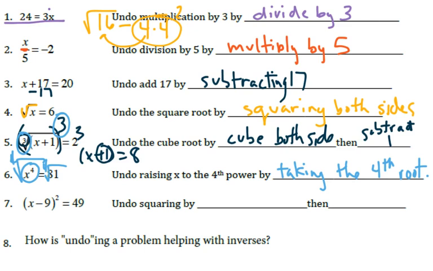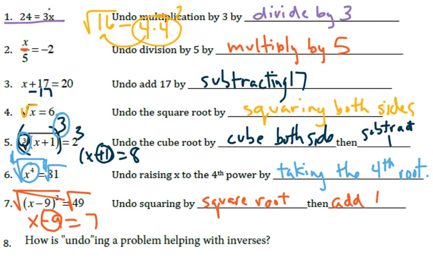Alright, now number 7. We have x minus 9 squared equals 49. So we undo squaring first by taking the square root. Squaring and square roots cancel each other out. So by square root, square root of 49 is 7. Then, to get rid of this minus 9, we'd have to add by 9. And that's how we could get to our answer.